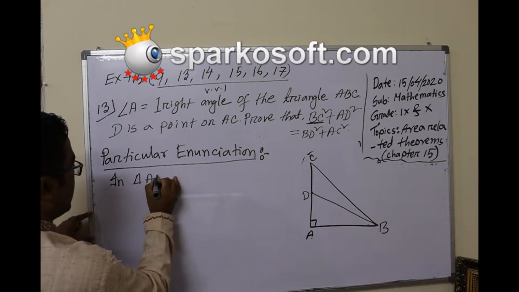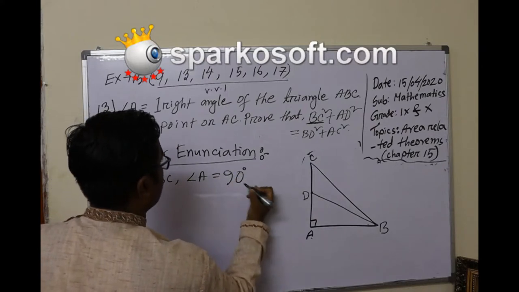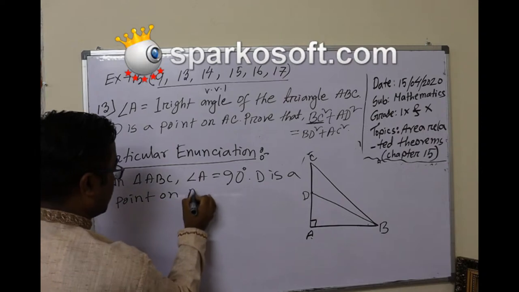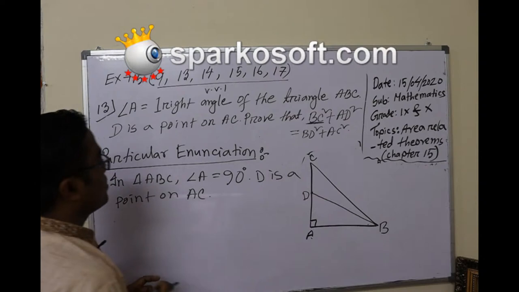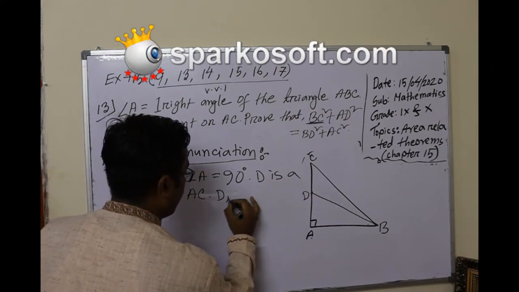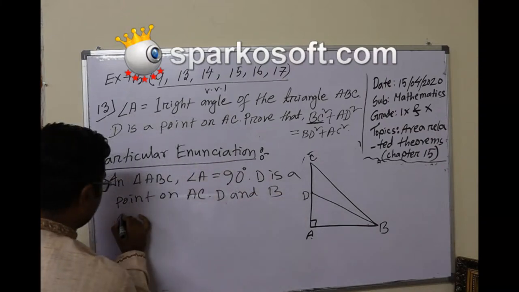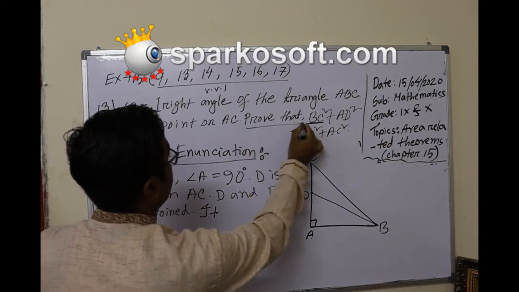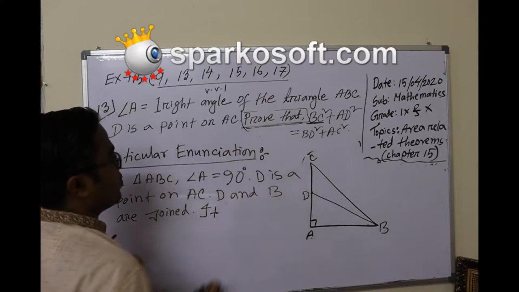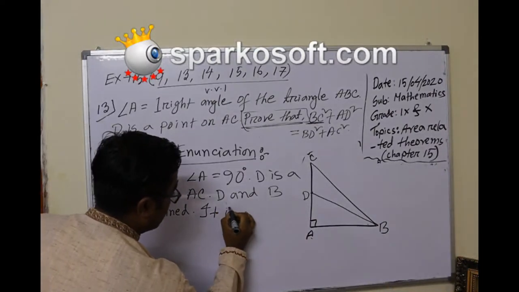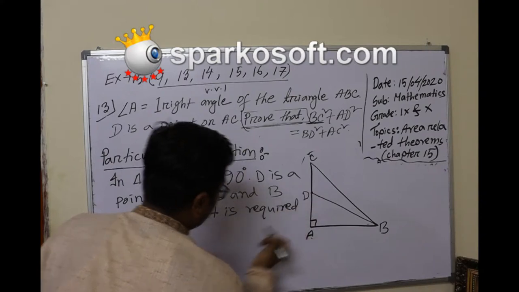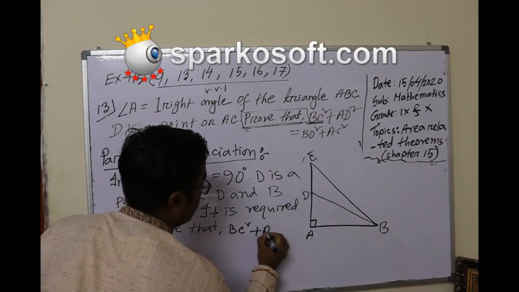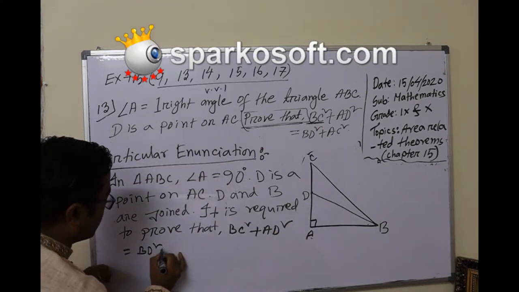In triangle ABC, angle A equals 90 degrees, D is a point on AC. Clear? This is mentioned here as given information. Just add a new thing: D and B are joined. Clear? It is required to prove that. Don't write like this, 'Prove that.' That means the teacher will prove. So don't write like this. You can write, it is required to prove that BC square plus AD square equals BD square plus AC square.